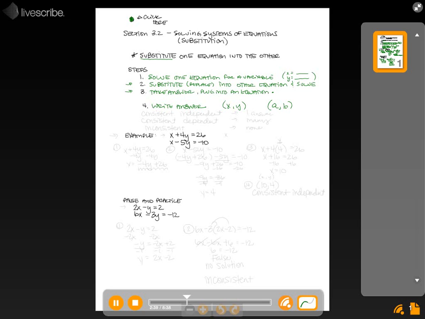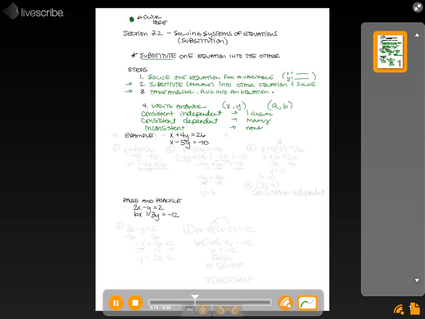Now remember, we're going to classify these also, and we could have consistent independent, consistent dependent, or inconsistent. Consistent independent means one answer, one solution. Consistent dependent means many. And inconsistent means none. There is no solution to that problem.